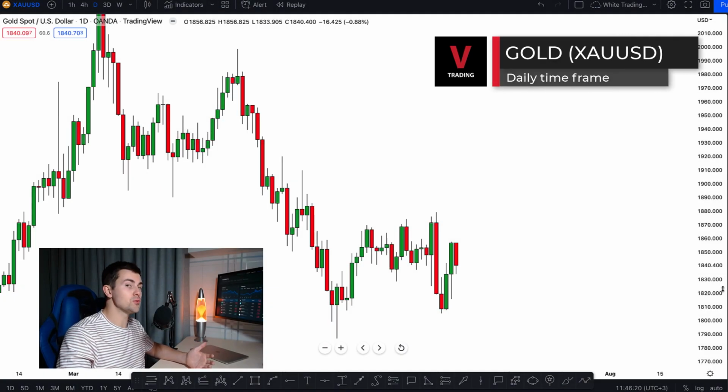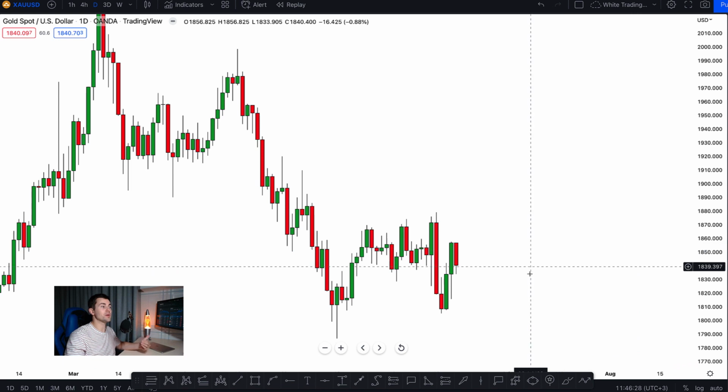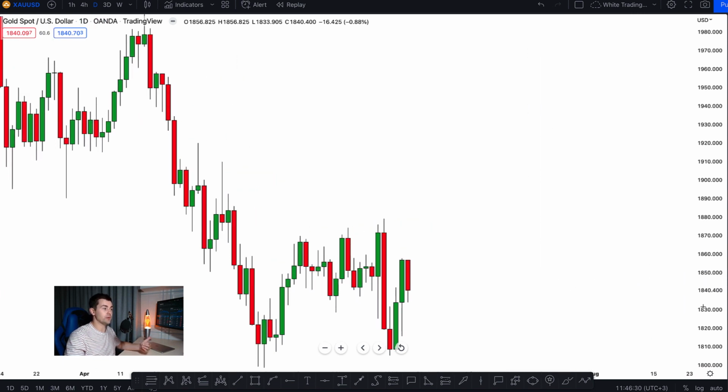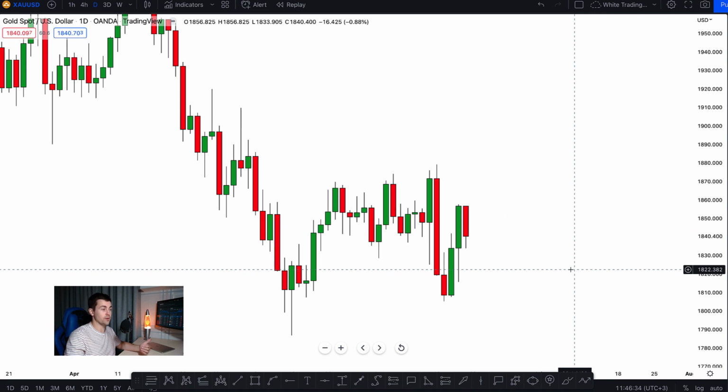Even though on Euro Dollar for now it is very hard for me to make a forecast, on gold I'm very bearish. I'm very bearish in analyzing a daily time frame. Traders, a very important thing happened with gold this week.